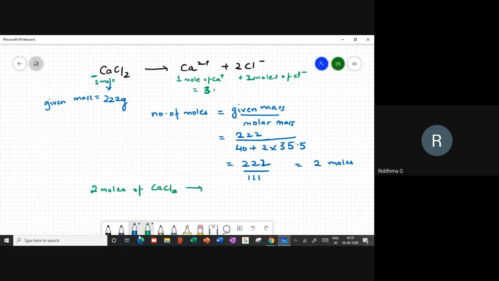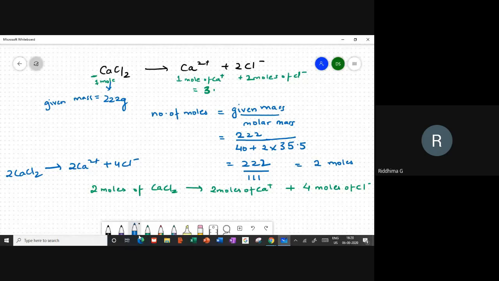I have doubled the amount, which means what will I get? Which means I'll get 2 moles of Ca2 plus, correct? And I'll get 4 moles of Cl minus. Correct? Isn't it? Basically, what they have done is they have changed the equation to this. The equation becomes this. 2CaCl2 is giving me 2Ca2 plus and 4Cl minus. Correct? This is what the equation will be if we are considering 2 moles of CaCl2. Okay?